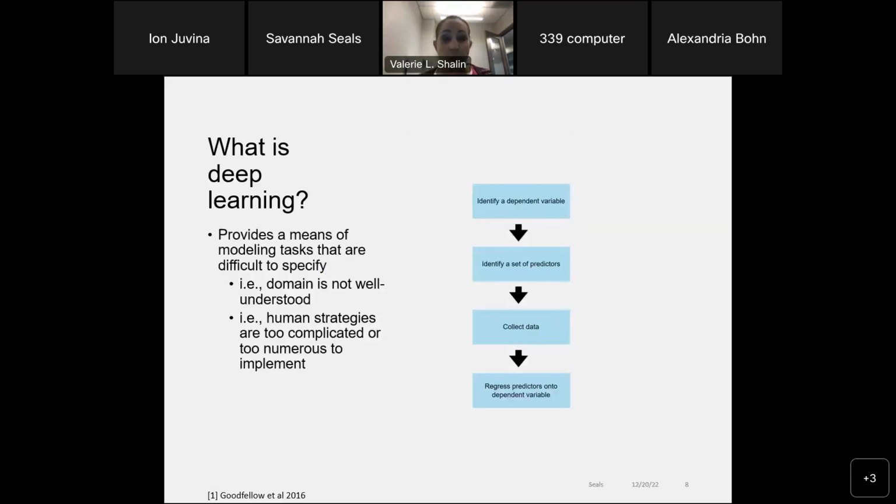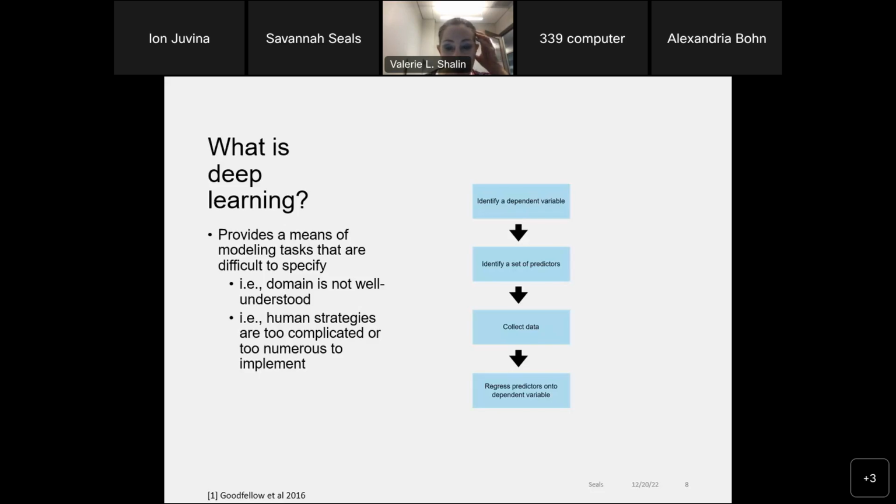As I mentioned, deep learning provides us a way of modeling tasks that are difficult to specify, if the domain is not well understood or human strategies are too complicated or too numerous to implement. So over here on the right, we have a typical regression pipeline.